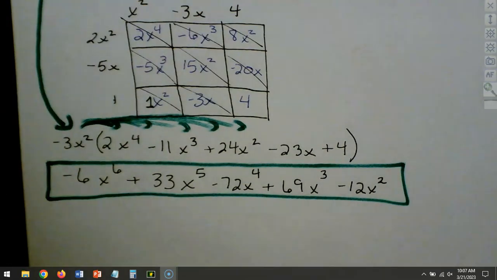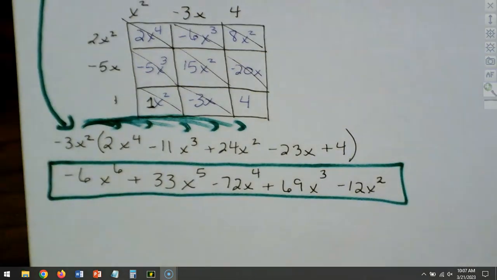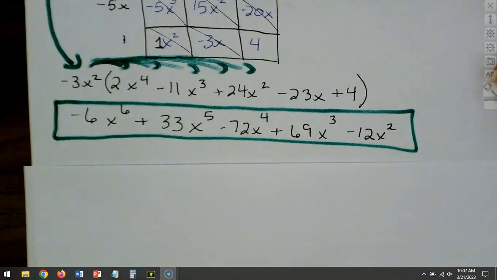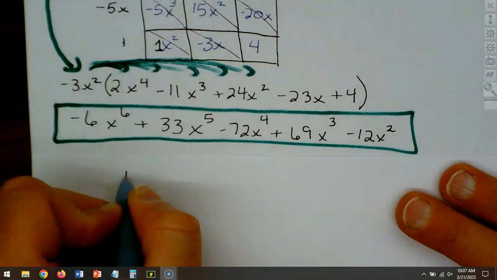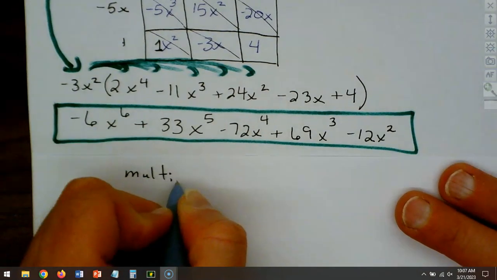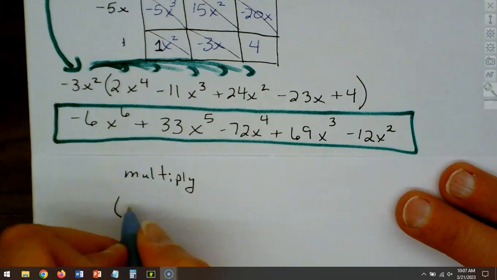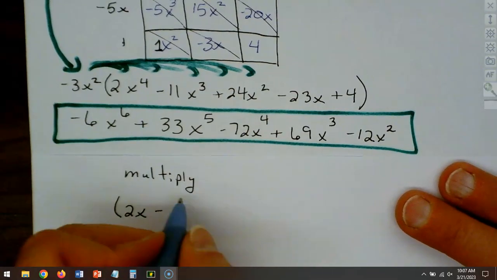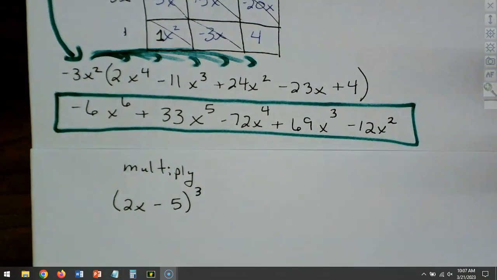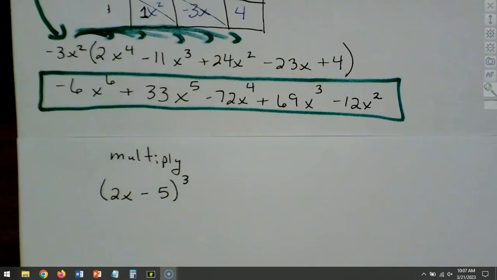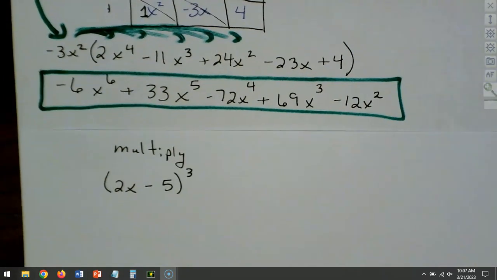We'll do one more, and this one's going to be a cube. We did a square earlier. Now we're going to work with the cube. So I want you to multiply this out. All the directions are just going to be find the product or just multiply. So that's all we're doing. This section is just multiplying.